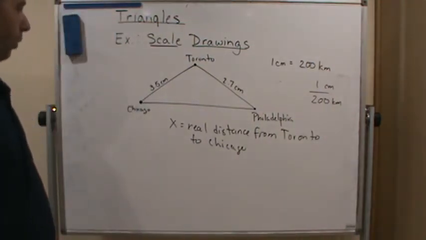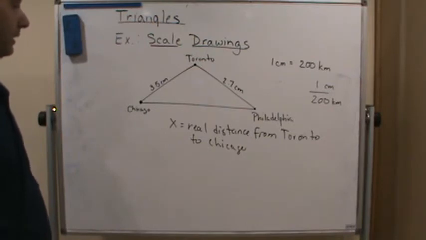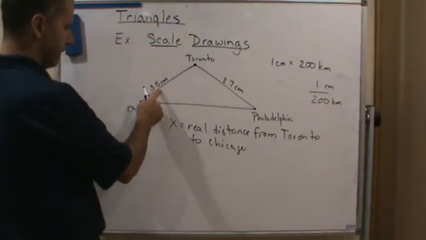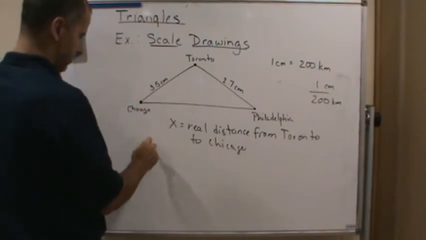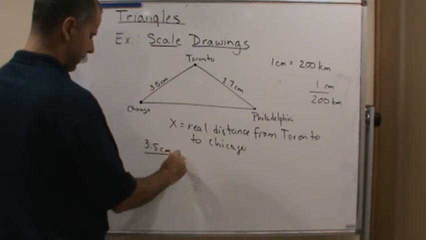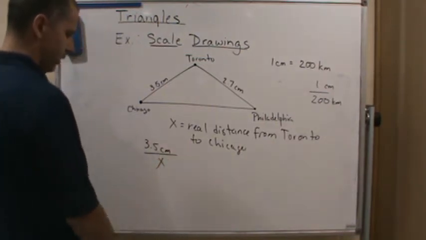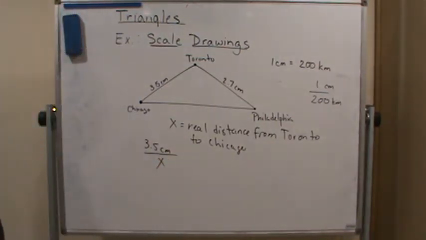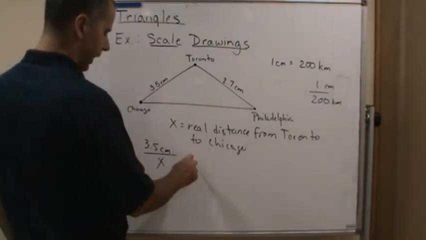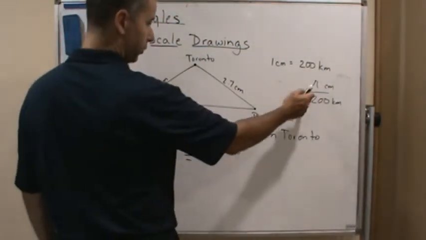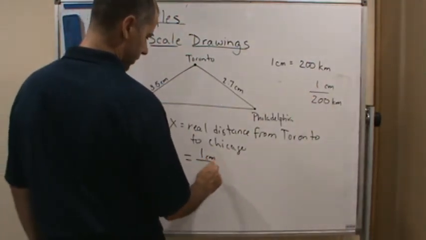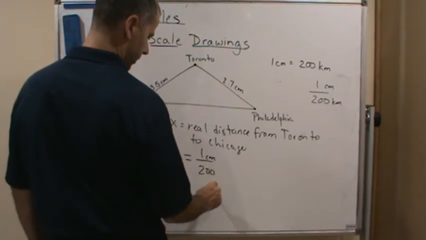So what do we need to do? We need to set up a proportion. How are we going to do that? We've got the distance in centimeters, 3.5 centimeters, and we're going to put that over x, which is the unknown. That's what we're trying to find, the real distance from Toronto to Chicago, and that has to be equal to this proportion here, which is 1 centimeter to 200 kilometers.